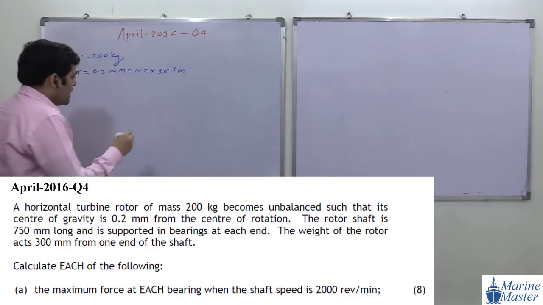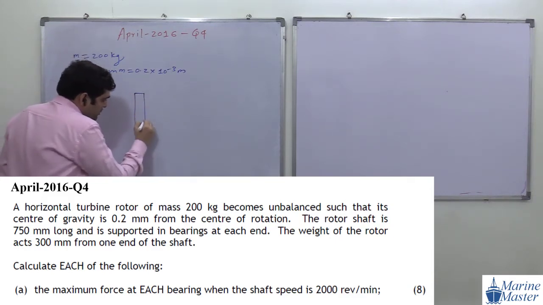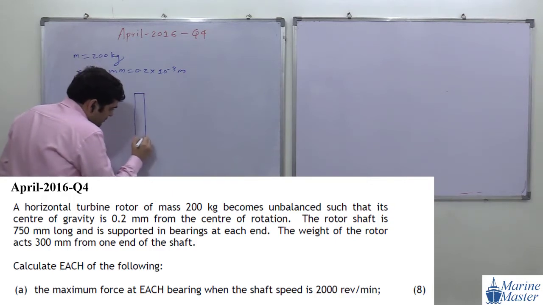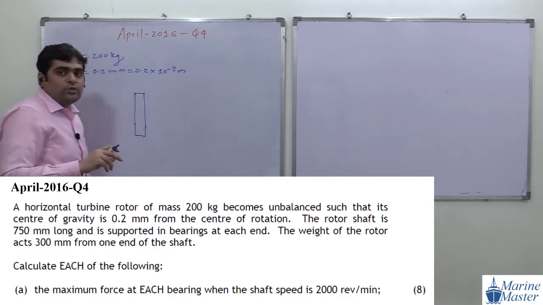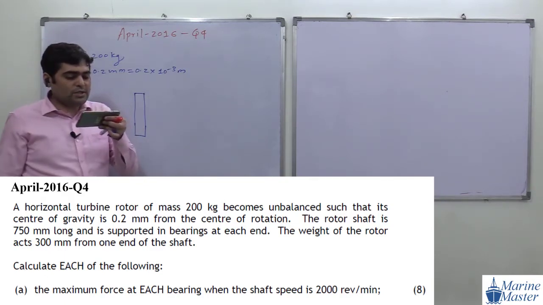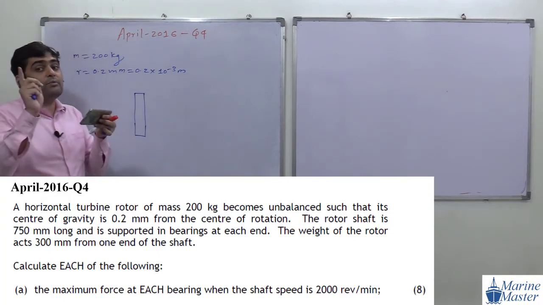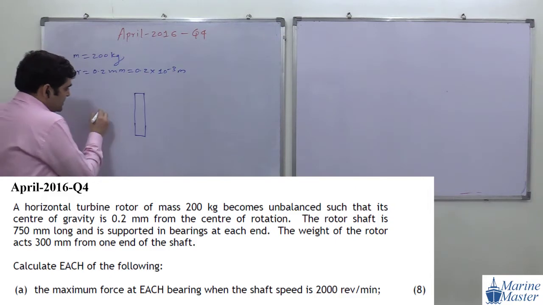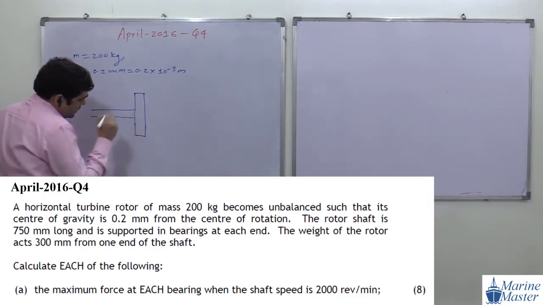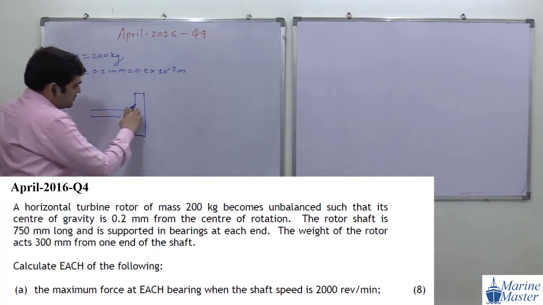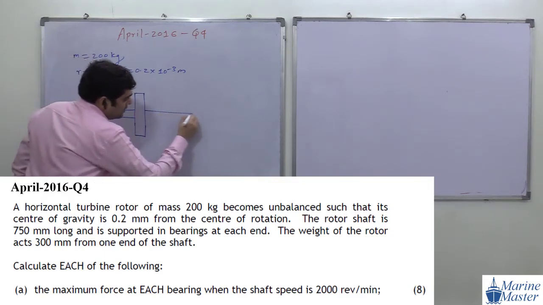Here we have one rotor. Now the rotor is on a shaft whose total length is 750 mm, and the rotor is 300 mm from one end. I am going to draw the drawing. This is the complete rotor shaft.